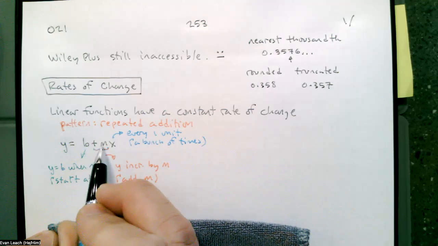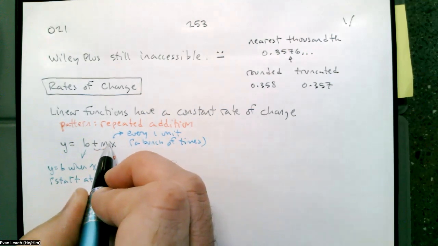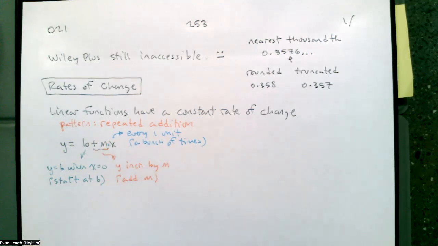Start at b and add m a bunch of times. Repeated addition is summarized with multiplication, and that's why we describe our linear functions with the multiplication. We're adding m a bunch of times. If we're adding the same thing a bunch of times, we use multiplication to represent repeated addition.